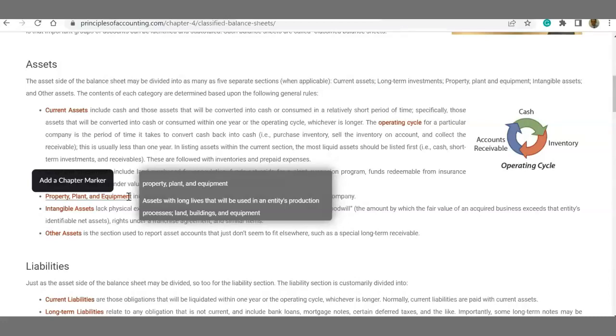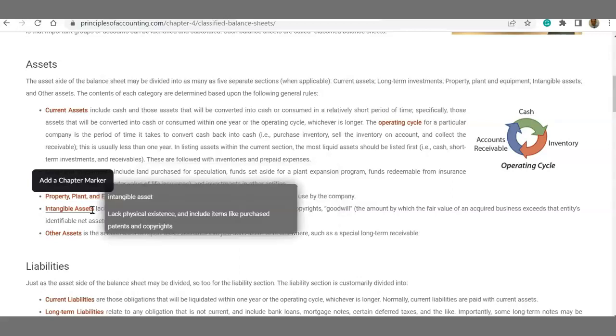After those are showing in your balance sheet, the next category is intangible assets. Those are assets that lack physical existence and include items like purchased patents and copyrights, trademark, goodwill. Anyway, things that are franchise right. Like you want to open a McDonald's. You pay $300,000 to McDonald's Corporation to get a franchise right for 20 years. So that's a franchise right. It's an intangible asset.